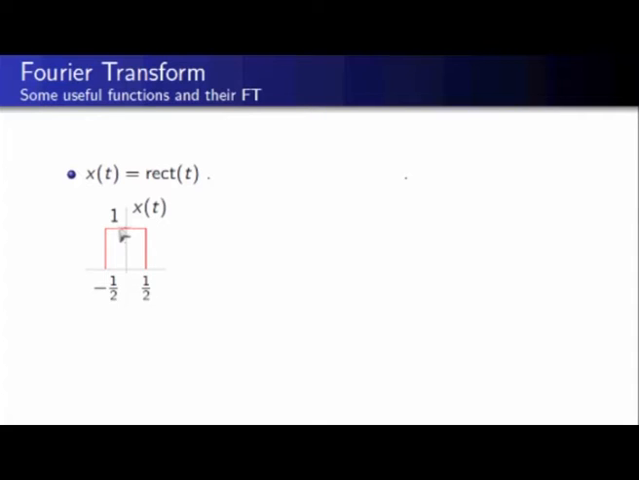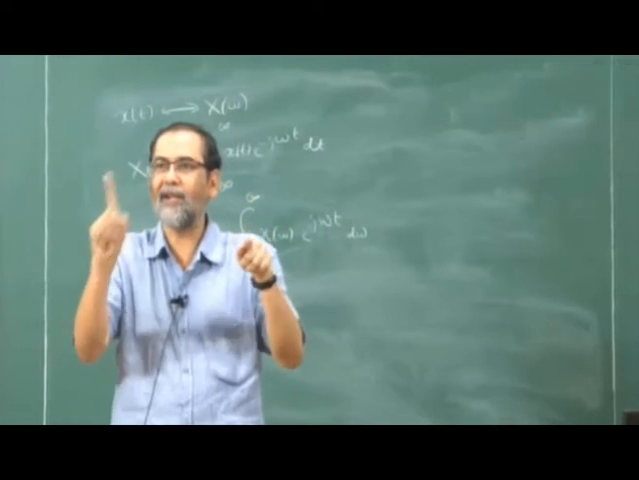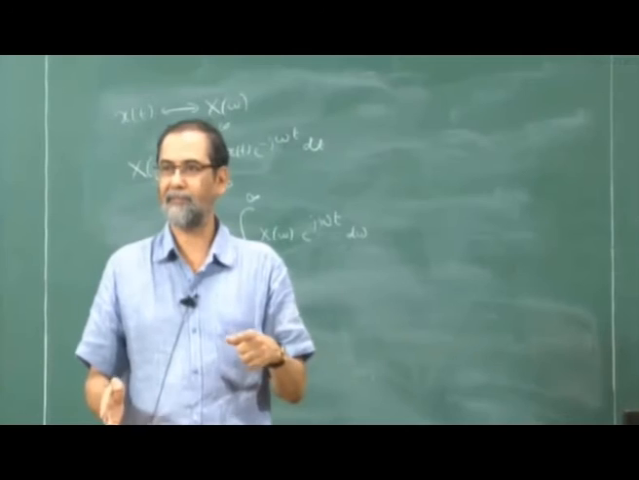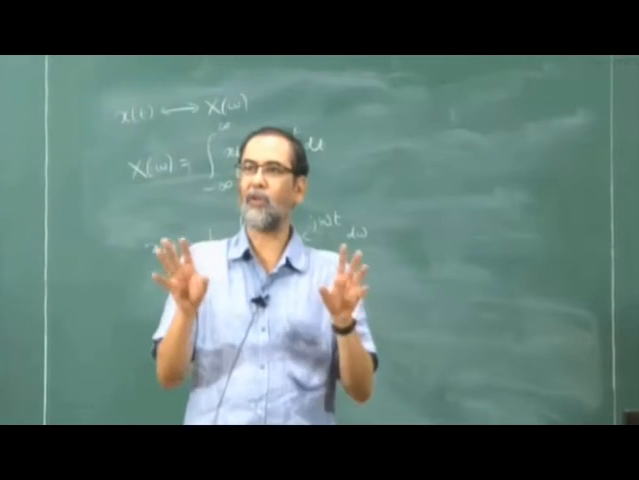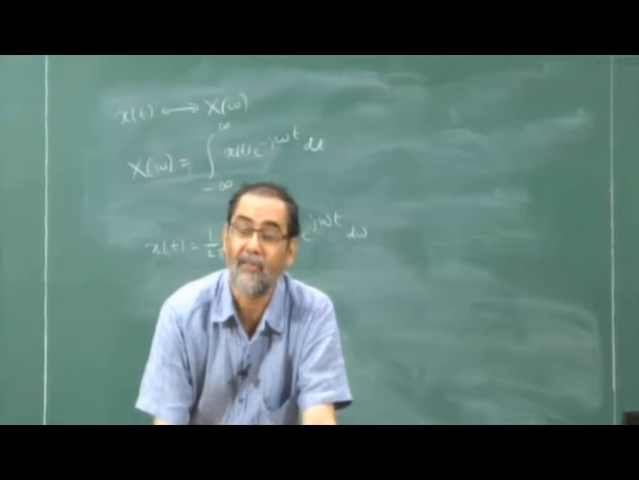This kind of signal is called a rect in textbooks on signals and systems, in communication and so on. Since we are now interested in defining new terms, often confusing terms, this is defined as a rect. When I say x is a rect, it occupies a time duration of 1 unit, in this case between minus half and plus half, symmetric about the origin, and its value is equal to 1. That's a rect. We want to find its Fourier transform.